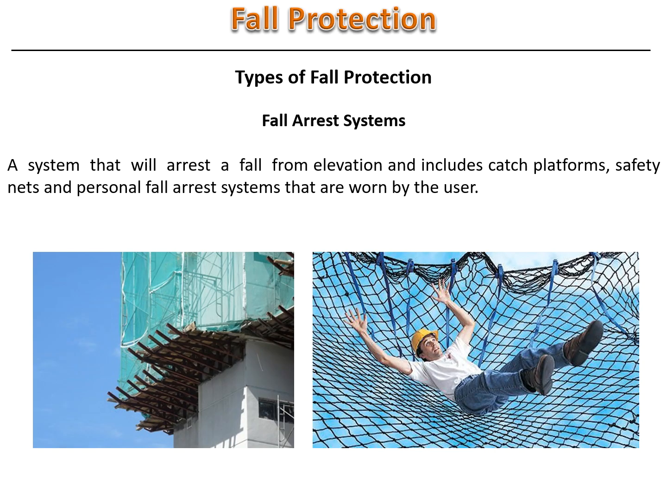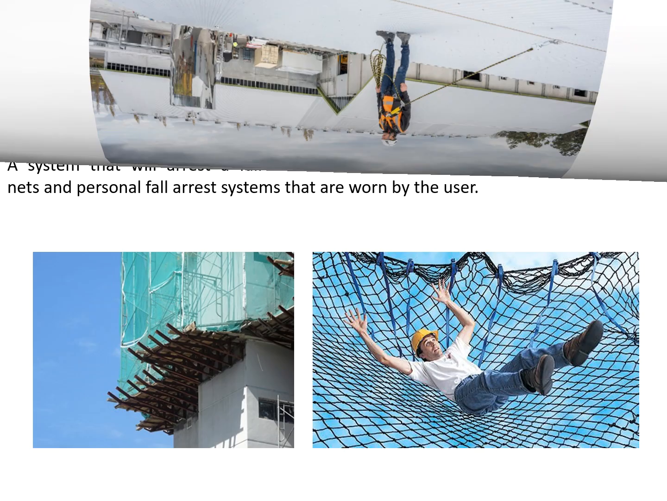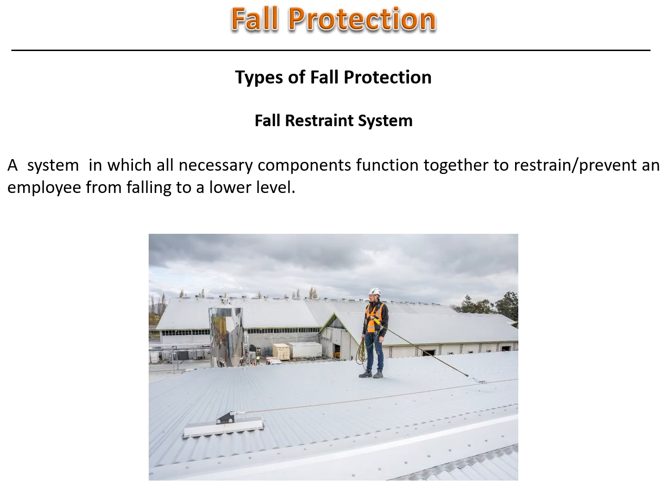Types of fall protection. Fall arrest systems: a system that will arrest a fall from elevation and includes catch platforms, safety nets, and personal fall arrest systems that are worn by the user. Fall restraint system: a system in which all necessary components function together to restrain and/or prevent an employee from falling to a lower level.